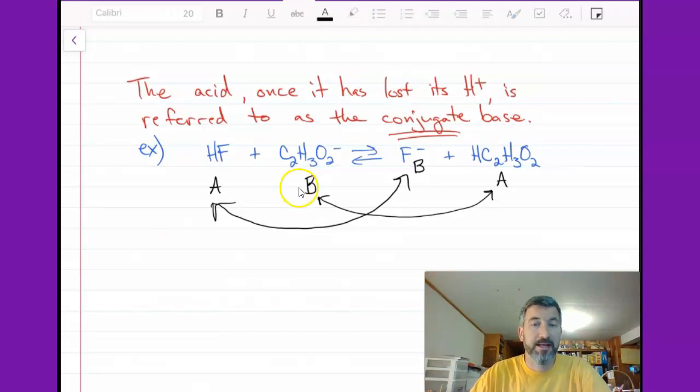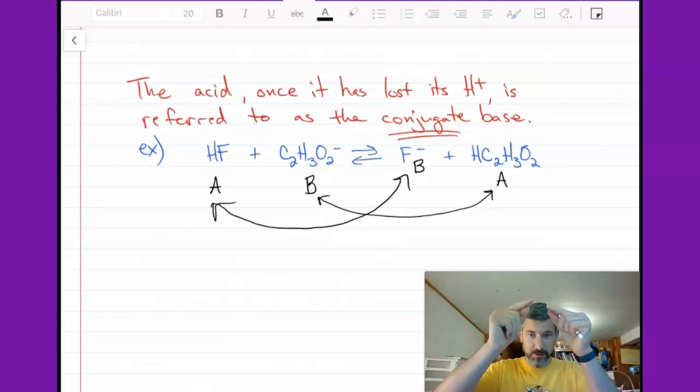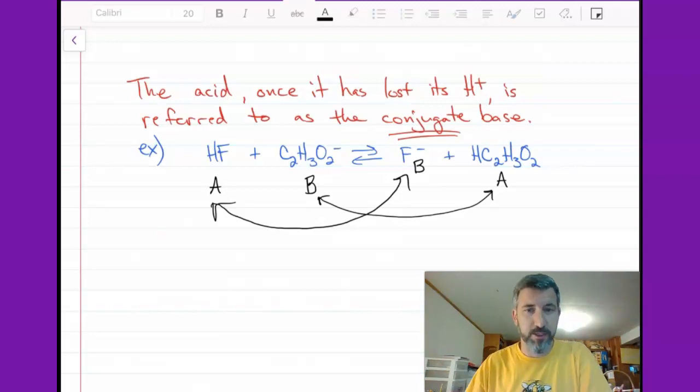So there's a Bronsted-Lowry acid and base on both sides. We can't have two acids on the same side because if they're on the same side of the equation, that means they have to react with each other. And if I have two proton donors, then there's nobody to accept the protons, right? So you have to have one to give, one to receive on each side of the equation.